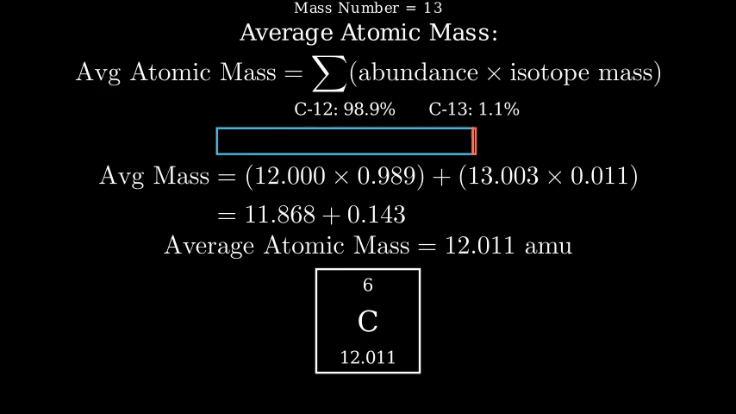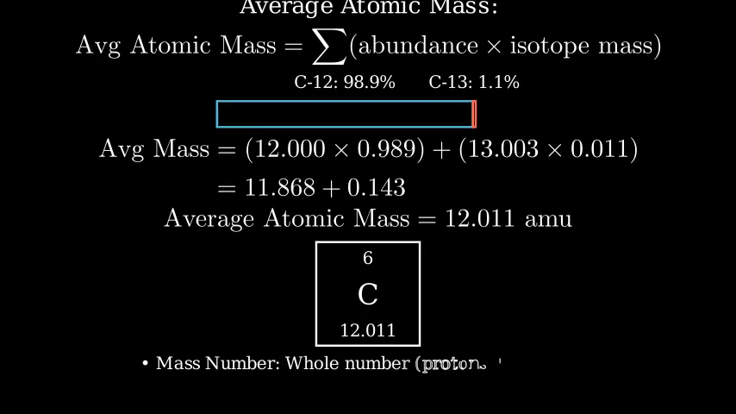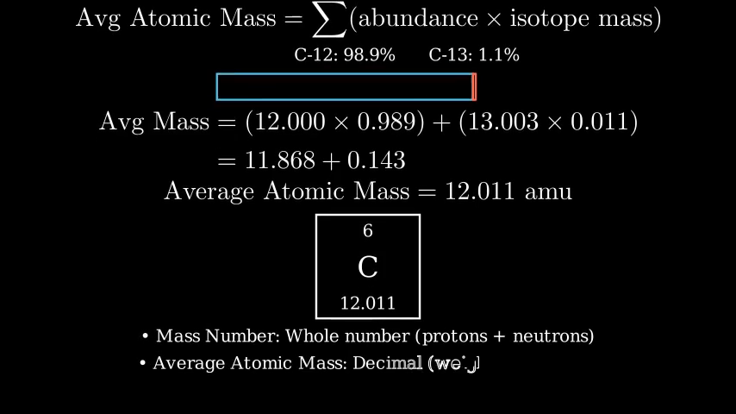Let's summarize the key differences. Mass number is always a whole number and represents the protons plus neutrons in a specific isotope. Average atomic mass is usually a decimal number because it's a weighted average of all naturally occurring isotopes.